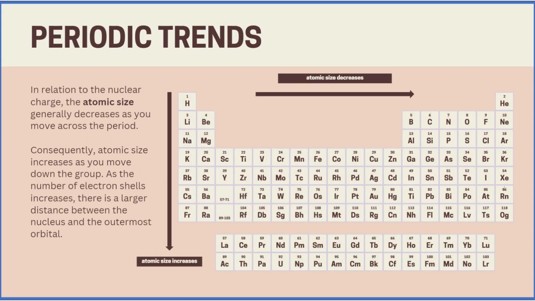Now periodic trends, here we are thinking about the atomic size. In relation to the nuclear charge, the atomic size generally decreases as you move across the period. Consequently, atomic size increases as you move down the group. It is increasing as the number of electron shells increases. That's why the atomic size is also increasing. There is a larger distance between the nucleus and the outermost orbital.